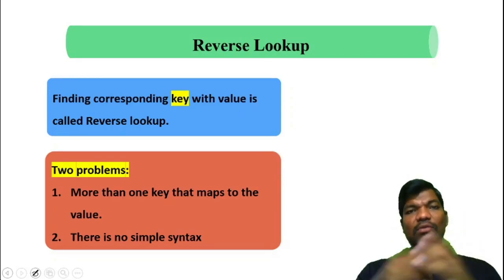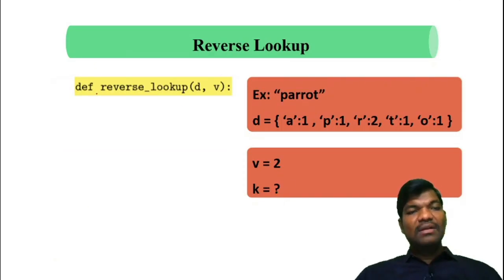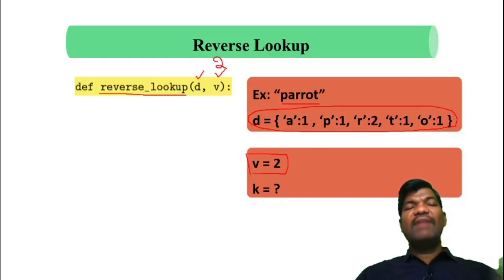We need to give one function. So define one function, see here. Reverse lookup, this is one function. The arguments are D, which represents the dictionary, and V, which represents the value, right? Now take the same example, parrot. This is the dictionary of parrot. You are giving the value 2, so V value is 2. Based on that, you are finding the key. Already we know the answer, but we need to give the program.